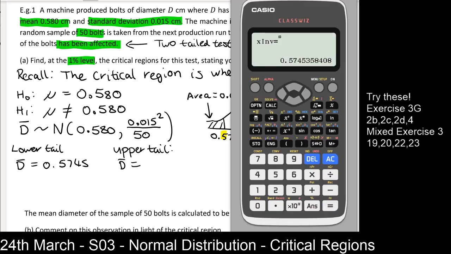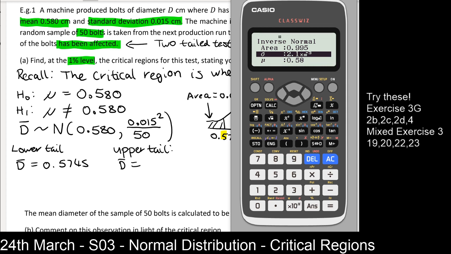And when I do the upper tail, same process again. The only thing that's going to be different here is that my standard deviation will be the same, my mean will be the same, but for the upper area I need to do 1 minus 0.005. That's because on your calculator, when it deals with areas, it only tells you the areas to the left. So it won't know that you mean 0.005 to the right.